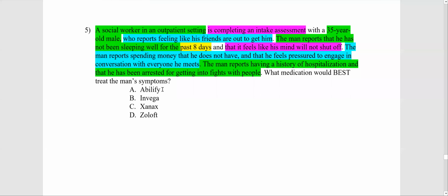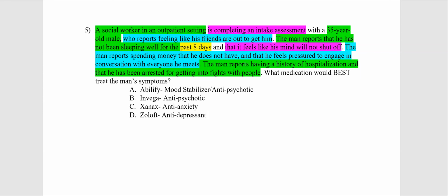So let's break down each of the medications, compare back to the situation, and see what we're looking at. Abilify helps someone improve their ability to operate. So we're looking at a mood stabilizer, and it could also be utilized as an antipsychotic. Invega is going to be an antipsychotic. Xanax is going to be an anti-anxiety because it's going to be Xing out the anxiety, and then Zoloft, let's loft our mood up to improve it. So we're looking at an antidepressant.